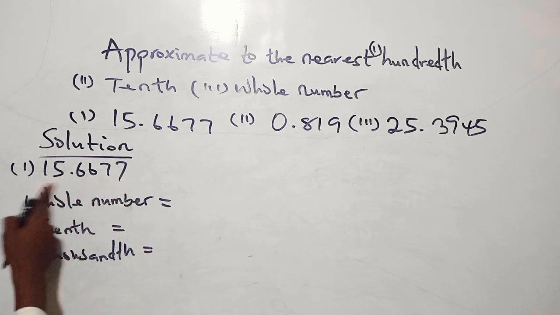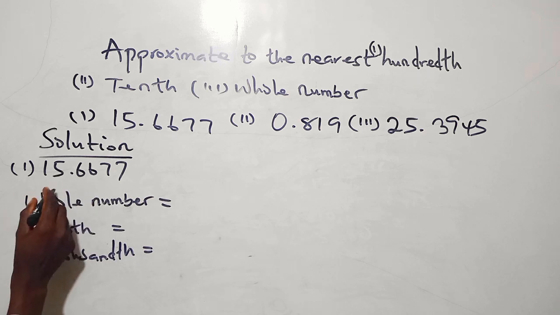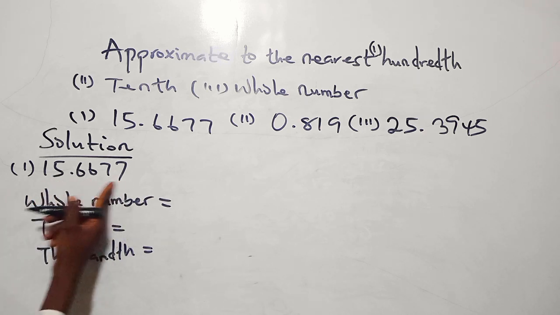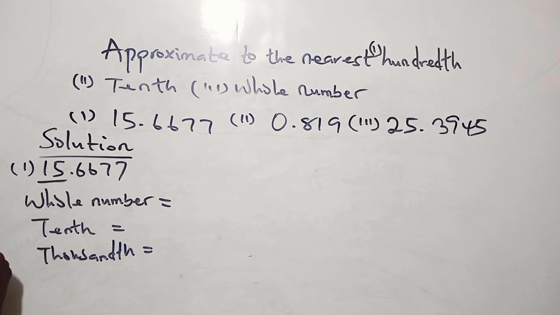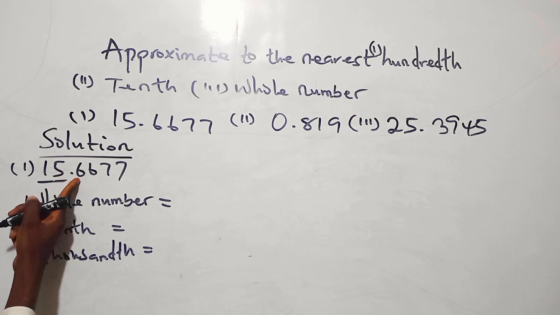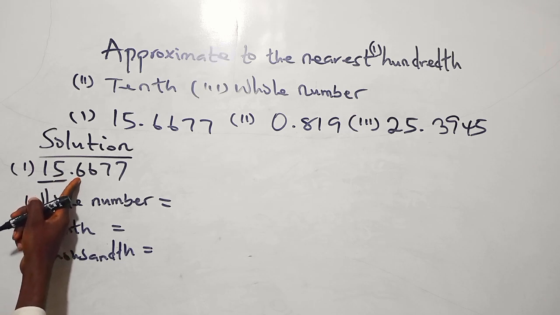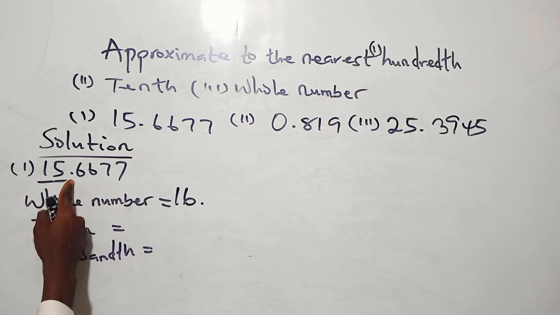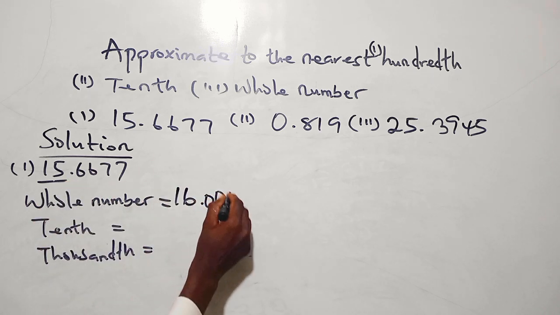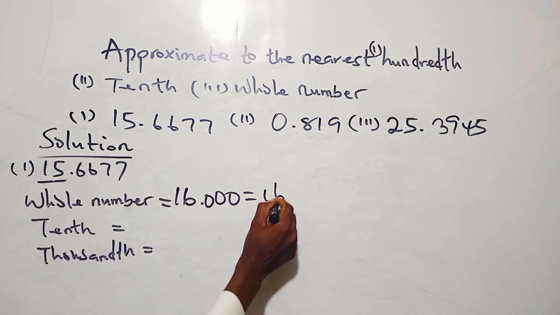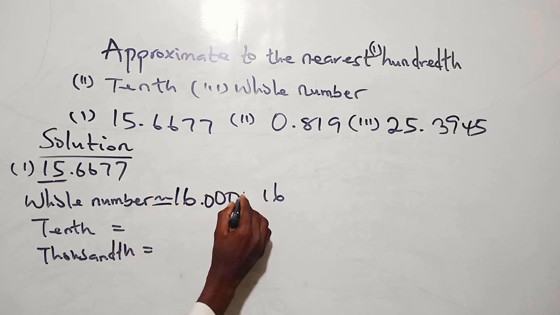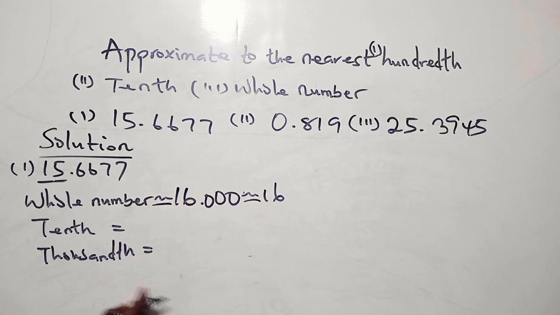When you look at this number, the digits in the whole number position are just 15. For me to write this 15, I have to look at the number after 15. It is more than 5, so I have to go up from 15 to 16. I turn every other number to 0, or I write it as 16. Since I'm approximating, this is the sign. So I approximate everything to 16.